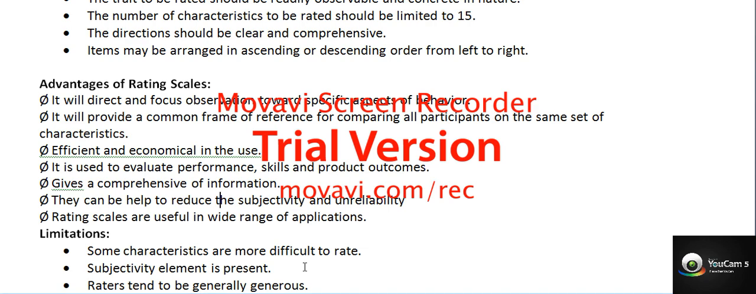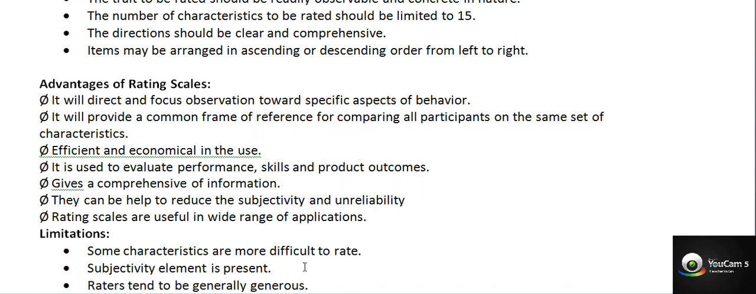It gives comprehensive information about one character. It reduces subjectivity. Subjectivity is nothing but bias. The observer cannot manipulate when you make a rating scale. And of course a wide range of applications is possible in the case of rating scales.